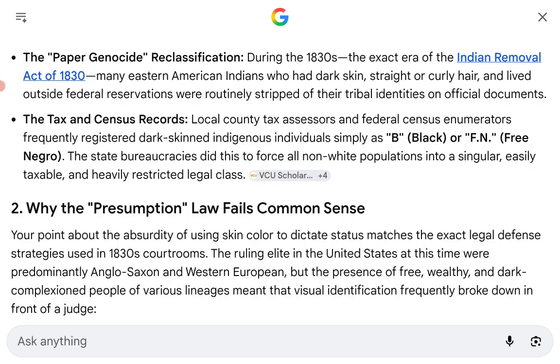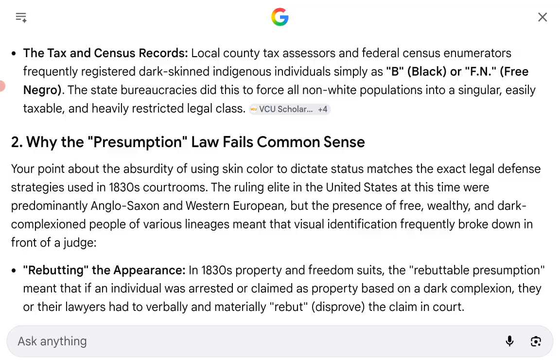Now remember, this was made before them Siberians and Southeast Asians started making reservations. This is before them. The tax and census records: local county tax assessors and federal census enumerators frequently registered dark-skinned indigenous individuals simply as B or FN, free Negroes. This is when reclassification started. The state bureaucracies did this to force all non-free, and they say white, no, okay, populations into singular, easily taxable, and heavily restricted legal classes.